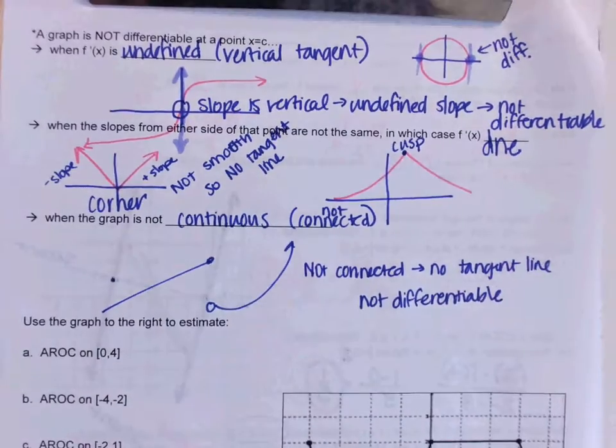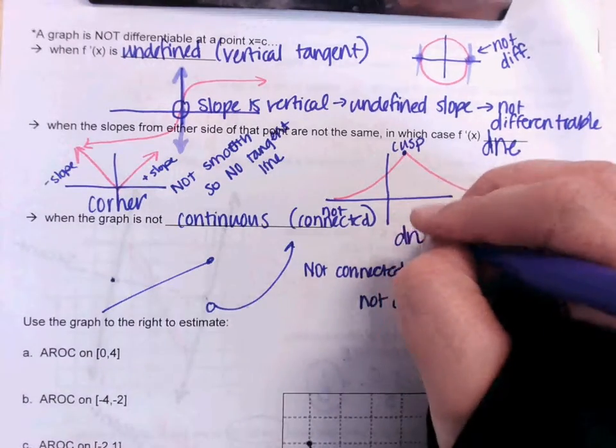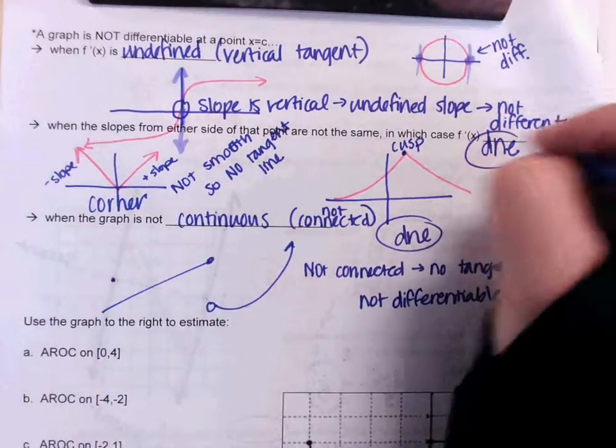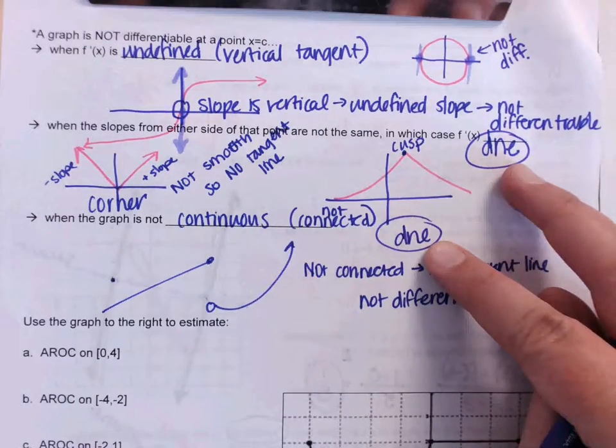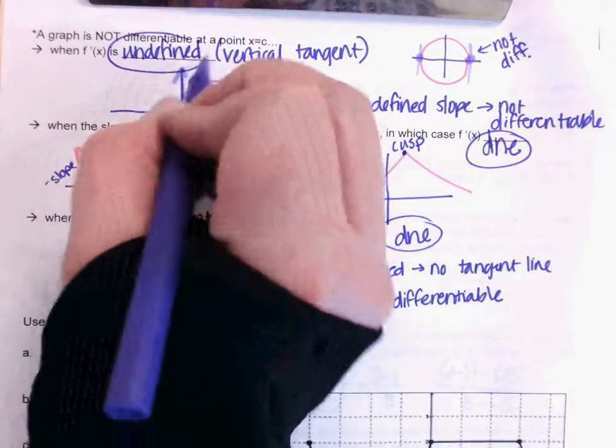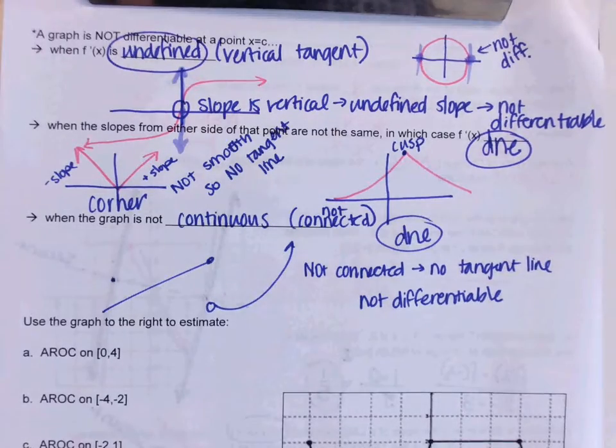Now, the one distinction I want to point out to you is that if it's a vertical line, you can put undefined. But if it's a cusp, corner, or a disconnect, you would put DNE. Okay? So it's DNE for this guy, and it's DNE for this guy. But for this one, you would put undefined. Okay? Now, on the AP test, usually they're not going to care which one you put.